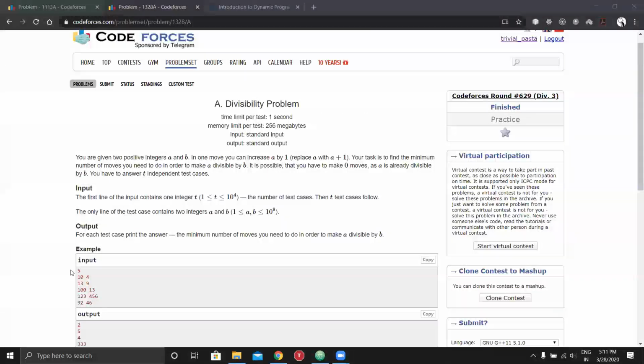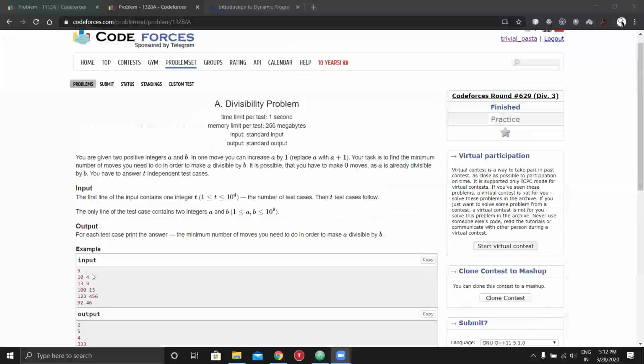Now a very vague approach to this question would be to put a while loop and keep incrementing a every step. That's very easy. Check 10 mod 4. If not zero, increment 10, and also increment the value of count. That's a vague answer, very easy. It's the first thing that comes to your mind. Check 10 mod 4 over here.